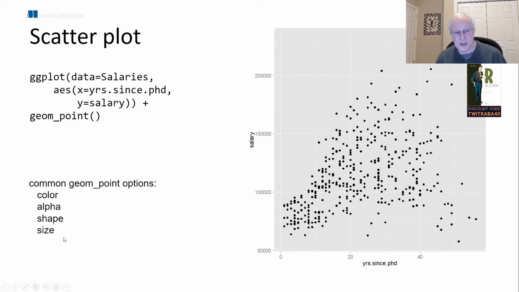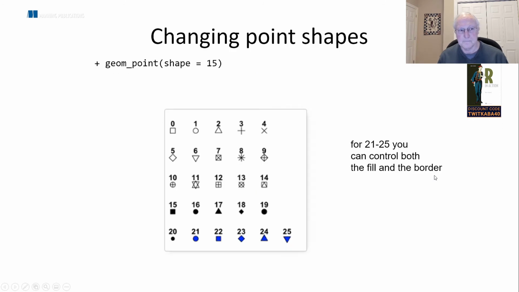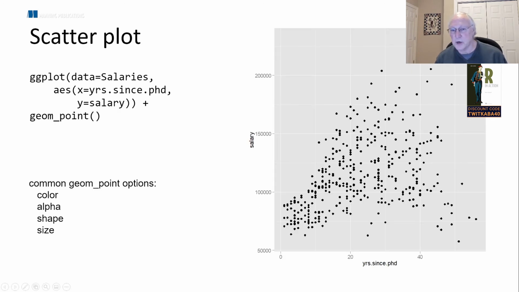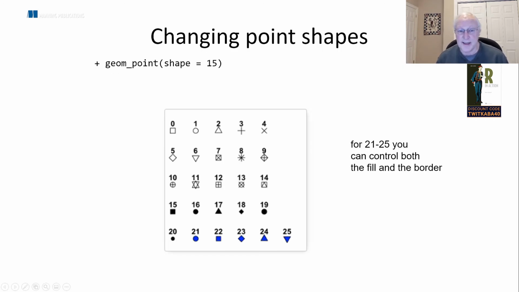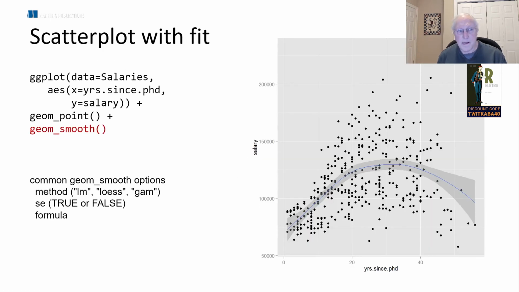And things you can change are things we've seen before. I mentioned that you could change these. They're just filled circles for the points, but we could change that to any shape we want by specifying a number to represent a different shape. We can also add lines of best fit.